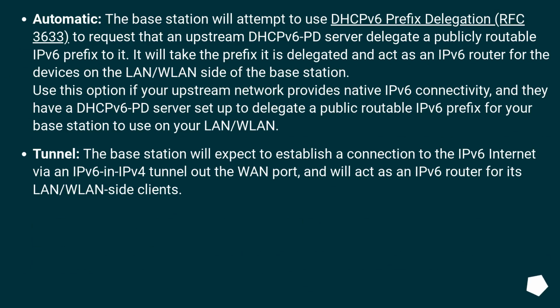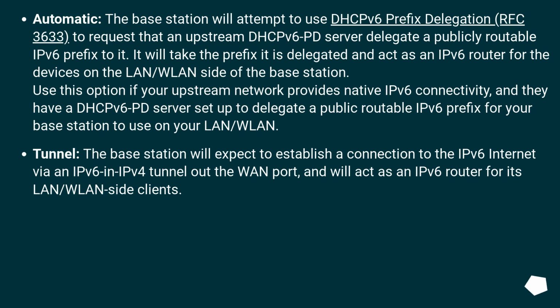Automatic. The base station will attempt to use DHCPv6 prefix delegation, RFC 3633, to request that an upstream DHCPv6 PD server delegate a publicly routable IPv6 prefix to it. It will take the prefix it is delegated and act as an IPv6 router for the devices on the LAN/VLAN side of the base station. Use this option if your upstream network provides native IPv6 connectivity, and they have a DHCPv6 PD server set up to delegate a public routable IPv6 prefix for your base station to use on your LAN/VLAN.